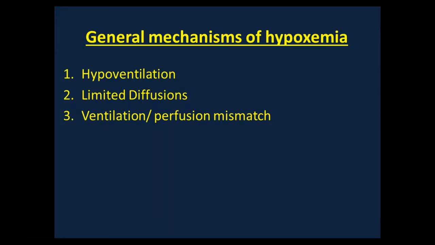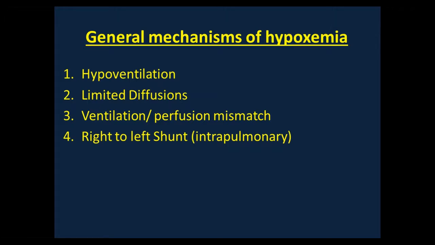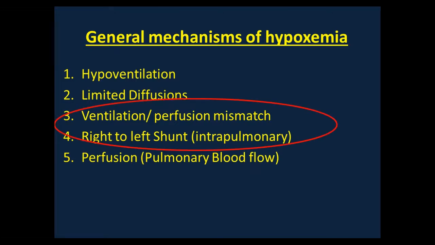Or it could be due to ventilation perfusion mismatch, which is our topic for today, or the extreme of ventilation perfusion mismatch, which is a right to left shunt. And I mean in this situation intrapulmonary right to left shunt. Or it could be due to low blood flow to the lung, for example, if you have an infant with shock or severe pulmonary hypertension with reduced blood flow to the lung. So I will focus today on ventilation perfusion mismatch and the extreme of VQ mismatch, which is right to left shunt.